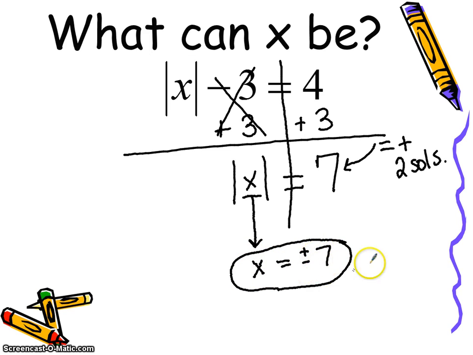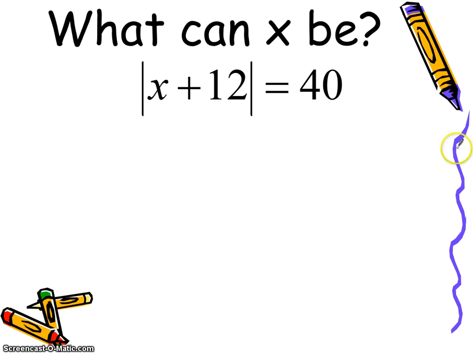And you can still substitute back in to make sure you're right. Put positive 7 in there. What's the absolute value of positive 7? 7. What's 7 minus 3? 4. Alright, put negative 7 in there. What's the absolute value of negative 7? Positive 7. So it's 7 minus 3, 4.